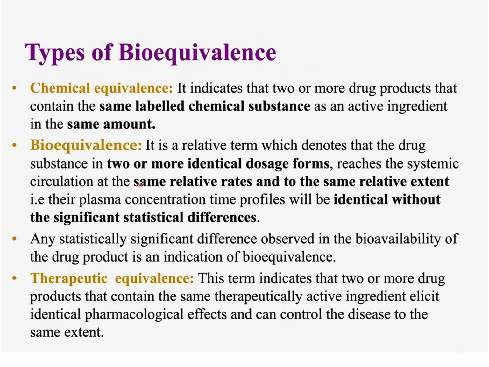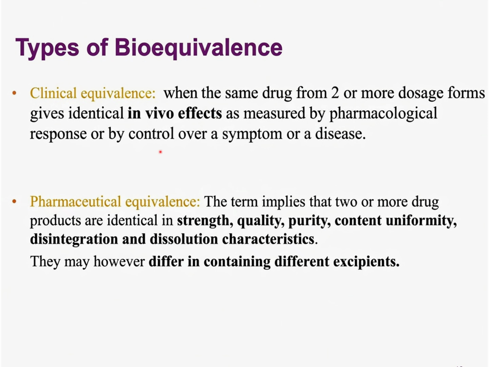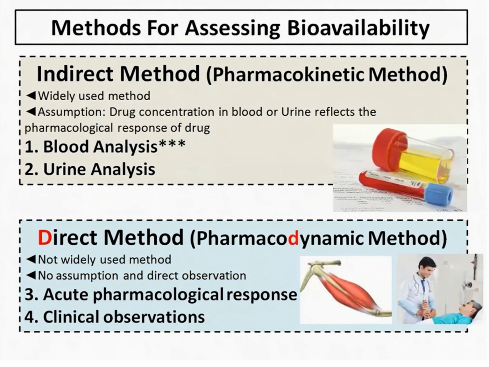So we have already read this. Chemical equivalence means it is indicated that two or more drug products contain the same labeled chemical substance as an API in the same amount. So we have already discussed this earlier. So let's discuss different methods for assessing bioavailability.